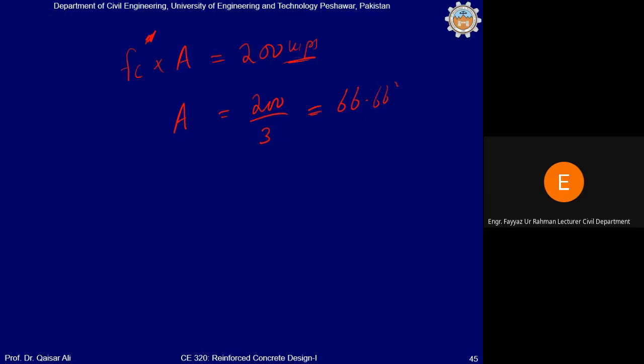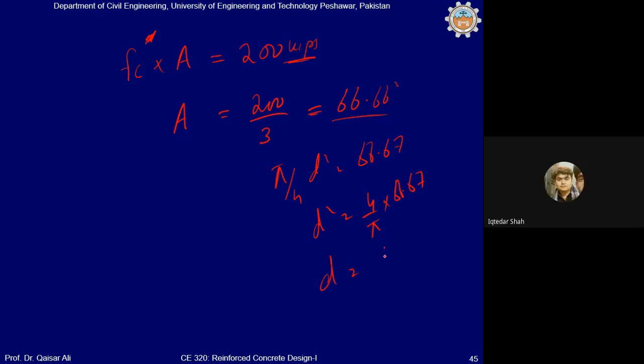66.6 inch square. Clear? Now from this you can also calculate the dia, because pi by 4 d square is equal to 66.67, and from this you can calculate d square is equal to 4 divided by pi multiplied by 66.67, and if you calculate d, it will be 9.21. Okay, so the dia will be equal to 9.21 inches.